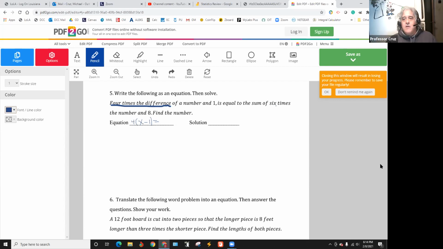All right, so now this side is equal to 6 times the number and 8, because it's sum of, and it's not like this where we had 4 times the difference. This says the sum of 6 times a number and 8. All right, any questions about that? All right, so we're going to solve it. And we got a distribution to do.